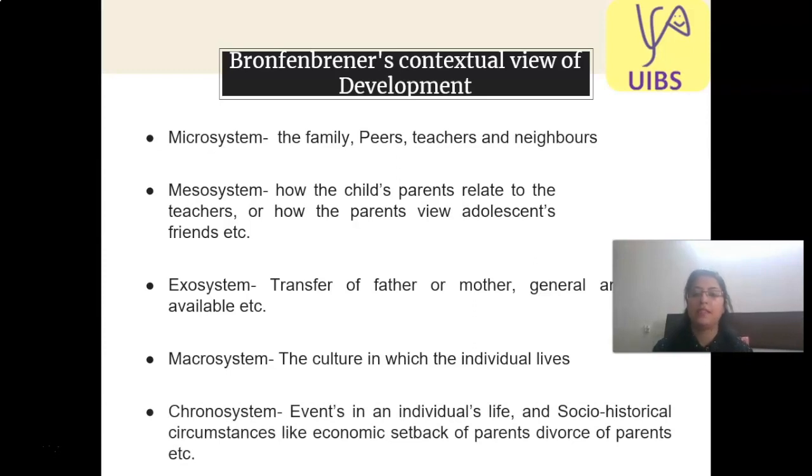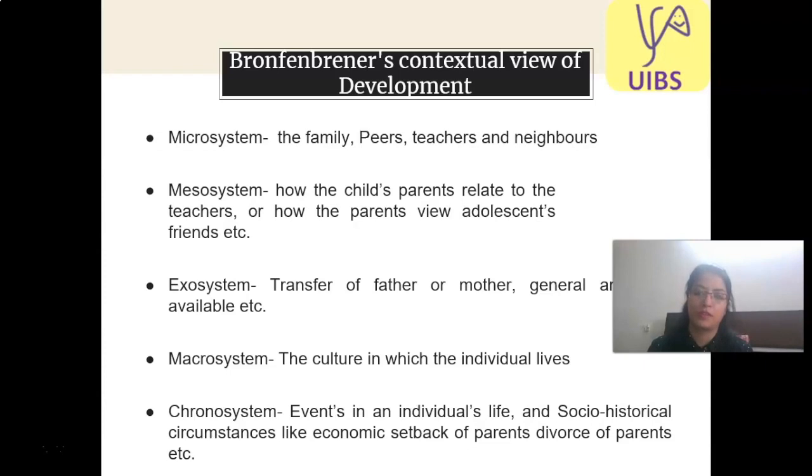Now next thing is chronosystem. It refers to how different events in an individual's life, how the history or the circumstances of that person's life impact their development. For example, if there's a child whose parents are getting divorced, then he's getting a different chronosystem than a child whose parents are not getting divorced. Or let's say somebody due to COVID has had a financial setback. Okay, so the growth of their child will be very different from the growth of another child whose parents have not lost their jobs.